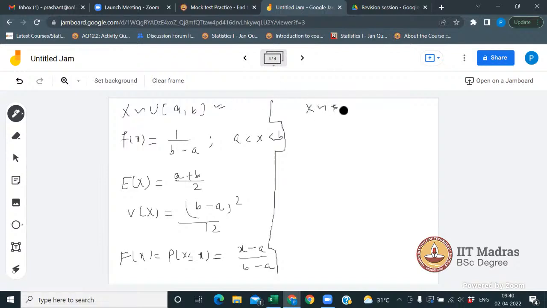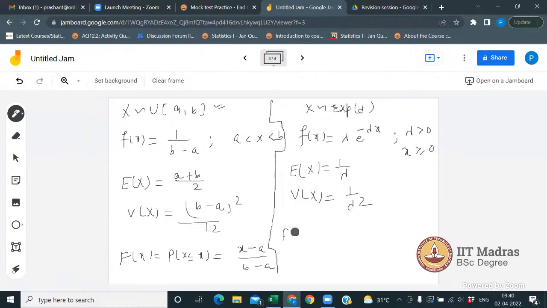And suppose x follows the exponential distribution with parameter lambda. So what is the PDF? Lambda e to power minus lambda x, where lambda should be greater than 0 and x greater or equal to 0. What is the expectation for exponential? 1 by lambda. And what is the variance? 1 by lambda square. And what is the CDF? 1 minus e to power minus lambda x. And if I'm asking probability x greater than x, it will be e to power minus lambda x. That's all about exponential and uniform distribution.